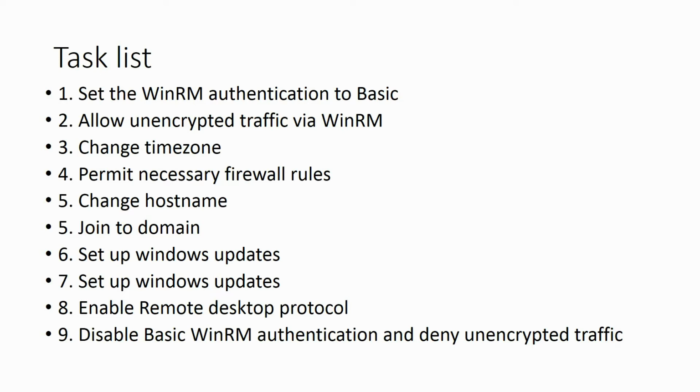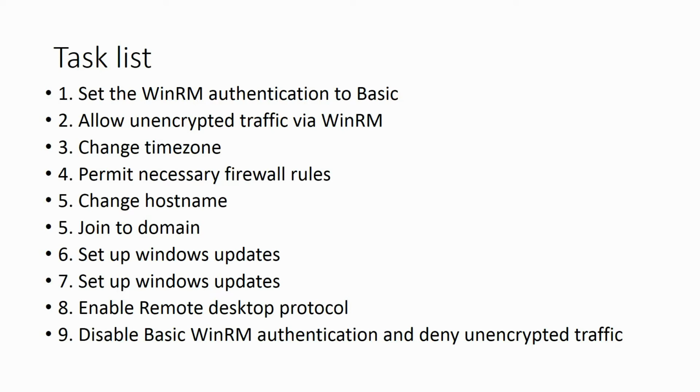First of all, for managing our Windows server without joining to a domain, we need to set the WinRM authentication to basic. And the second part, we need to allow encrypted traffic via WinRM. When we did this, do the next job. Change time zone. Permit necessary firewall rules. For a configuration, when we join to a domain, our firewall's rules are changed.